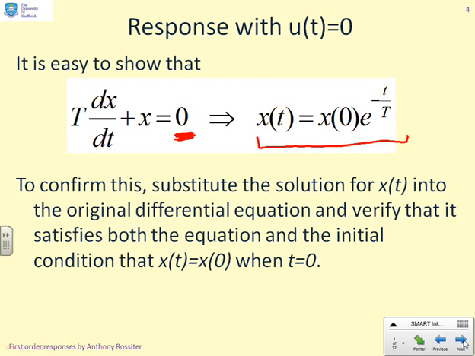Now, if you'd like to prove this, probably the easiest way is by substitution. Simply substitute this solution for x(t) into the original differential equation, and you will prove very quickly that it satisfies the differential equation and therefore is a valid solution. If you want to prove it's the only valid solution, I suggest you look at some maths lectures, because that's beyond the remit of this video.